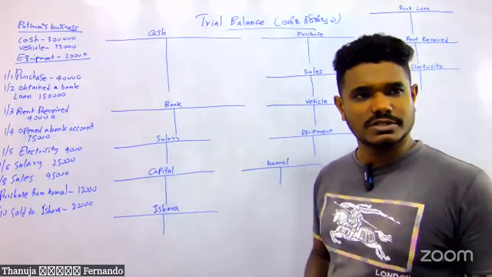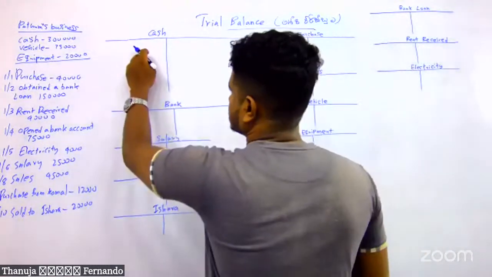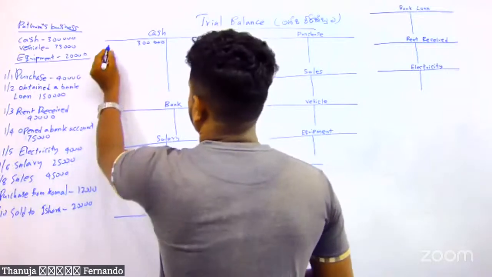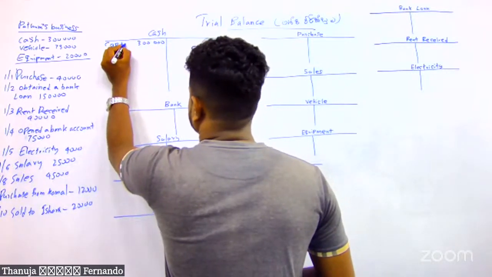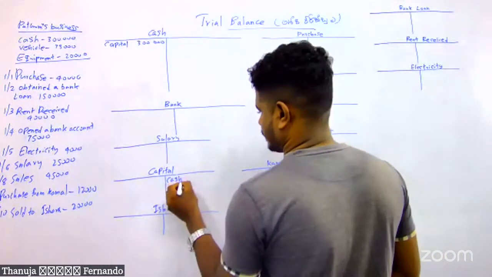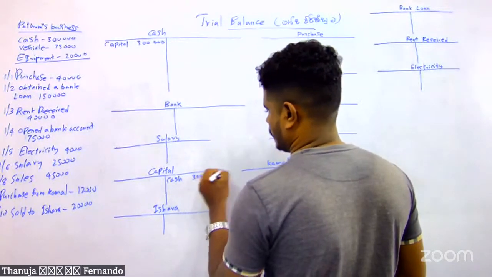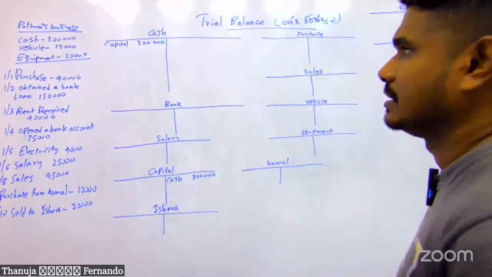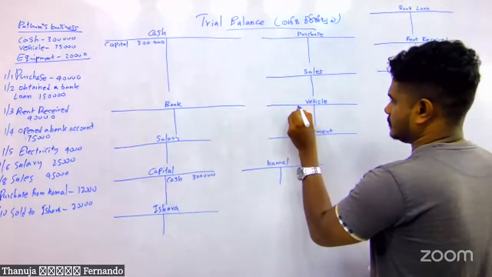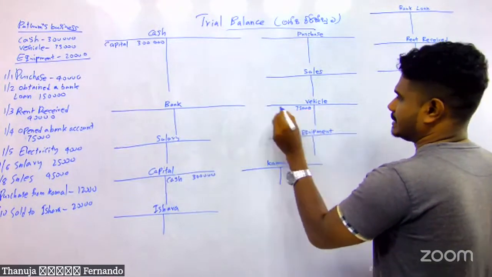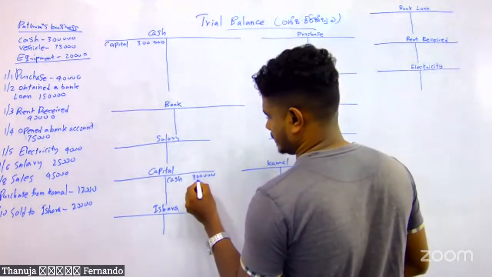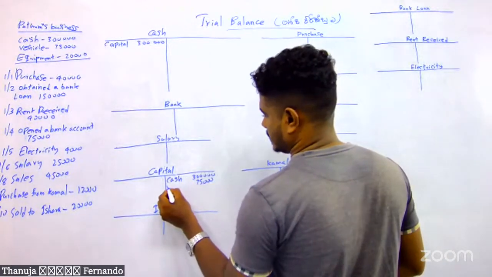So it means cash increases in the business. Cash in the business increasing means cash account debit 300,000 as capital. Then capital account credit as cash 300,000. Then he has invested a 75,000 worth vehicle. It means vehicle in the business increases. It is an asset. So vehicle account debit as capital, then capital account credit again 75,000 as vehicle.